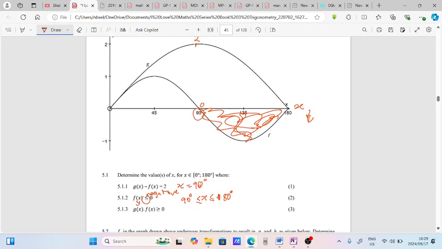Let's see if there is another question. Now they say g of x multiplied by f of x is positive. Now try that one and give me the answer. You multiply the two y values of the different graphs, and then we get a positive answer, positive or equal to 0, and that's what we need to get.